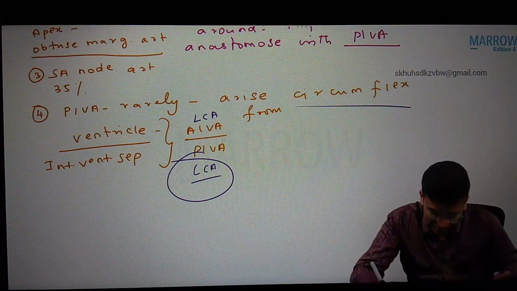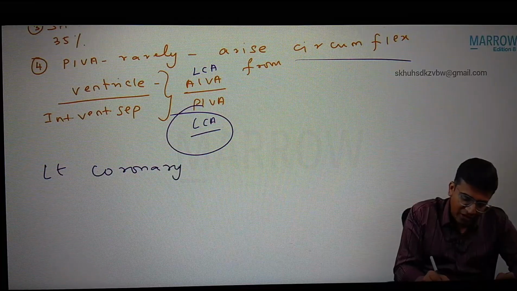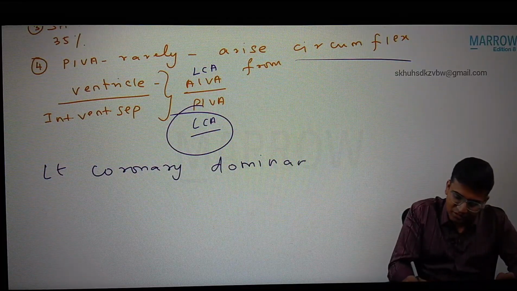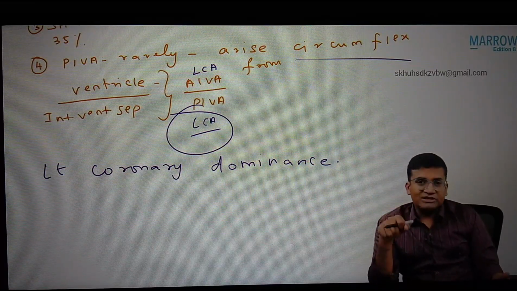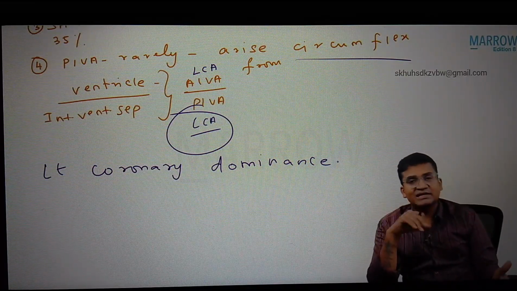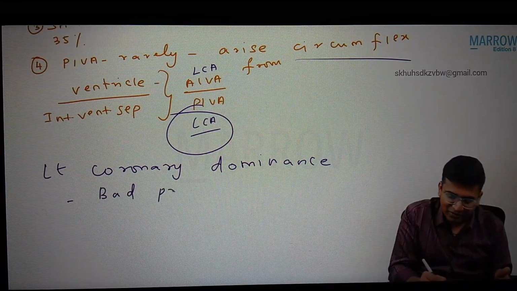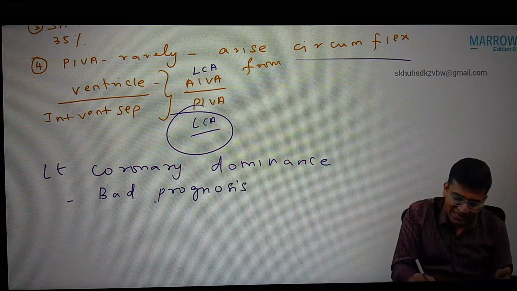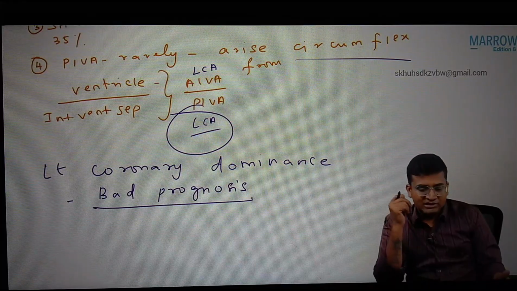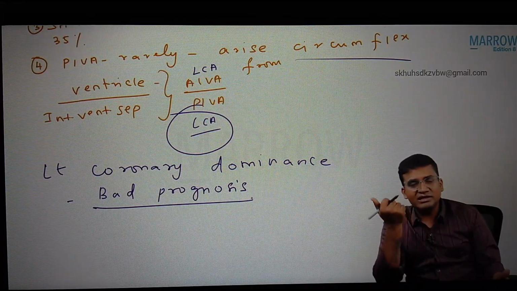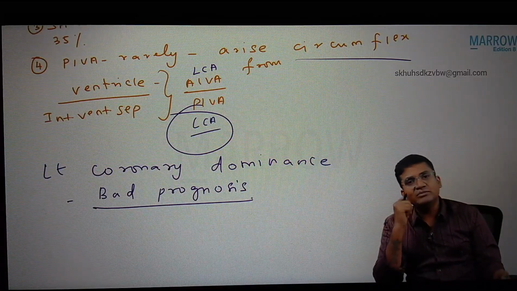Now, which artery is dominant? The left coronary artery is dominant. This condition is called left coronary dominance: if the posterior interventricular artery arises from the circumflex artery, the condition is called left coronary dominance. Left coronary dominance has a very bad prognosis. Why, sir? Because the entire burden of supplying the ventricles and the interventricular septum is on the left coronary artery. So, the left coronary artery is not able to withstand any small insult. That is why left coronary dominance has a very bad prognosis.